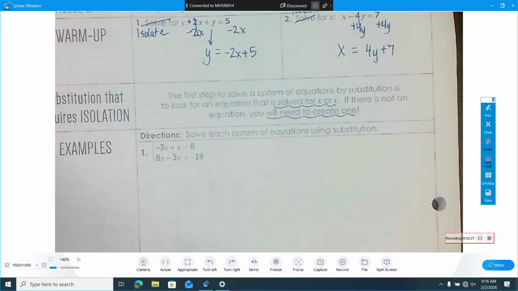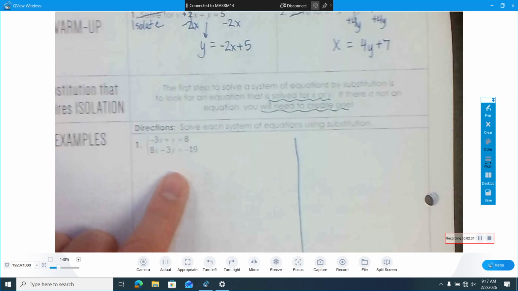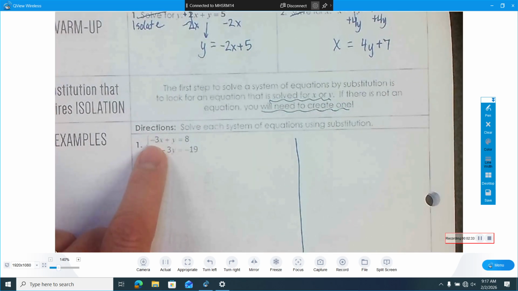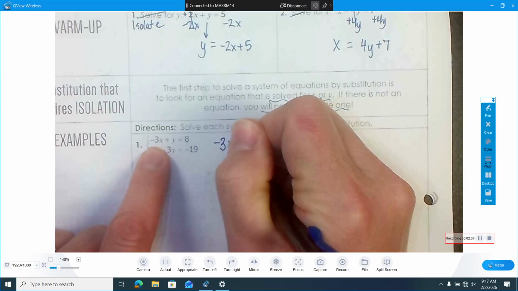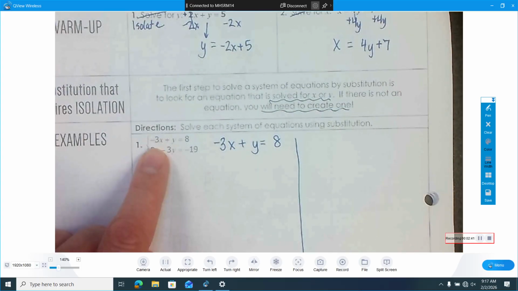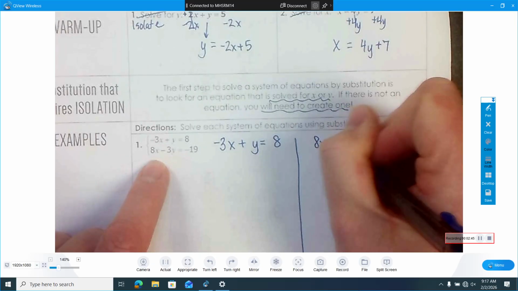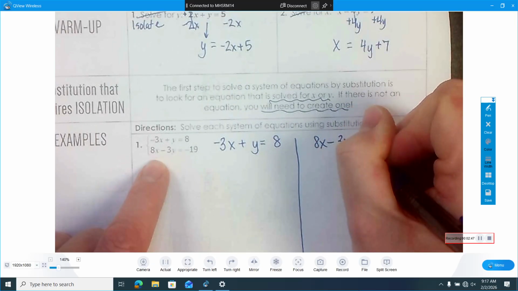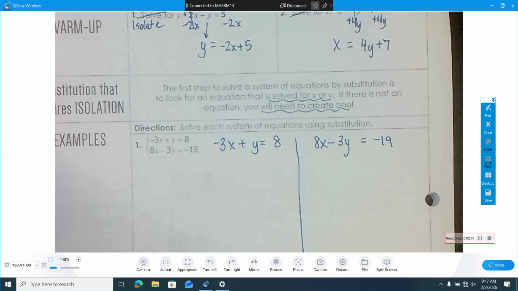So you want to write these down. We're going to go ahead and set up our two little columns. And just like before, I'm going to write each equation at the top of my column. And again, I really, really encourage you guys to use my two-column method. It helps me help you, and that's really the goal here. 8x minus 3y equals negative 19.